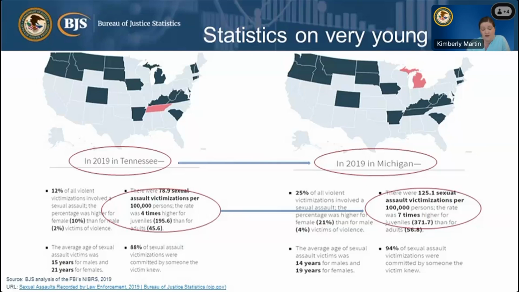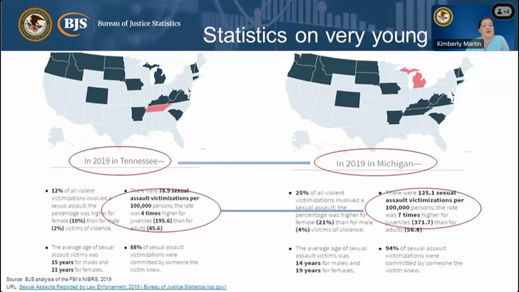And quickly what we discovered was that it's very young victims that are the bulk of these, the bulk of victims of sexual assault. And that is constant across all of the states. What does vary across the states, and why you see them side by side here, is the magnitude of the disparity. So children are 4 times more likely to be a victim of sexual assault in Tennessee. It's 7 times more likely than adults in Michigan in 2019.